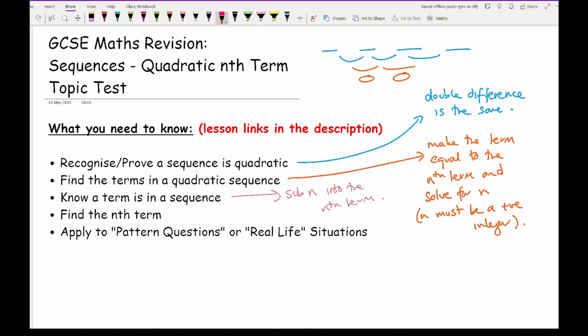Then to find the nth term, this is where you need to then work out the double difference and go through the steps. And again, I'm not going to go through it in this video, but if you're not sure about how to do that, then I strongly recommend that you watch the video that covers this. And again, a copy of that will be a link in the description. And then the last thing is, once you've mastered the art of quadratic nth term, is then apply that to real life situations and pattern questions, which again is going to be covered in this topic test.